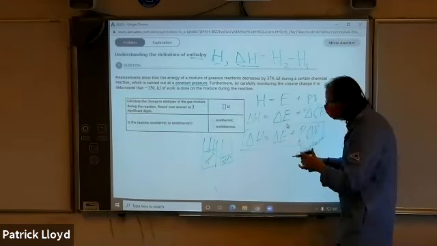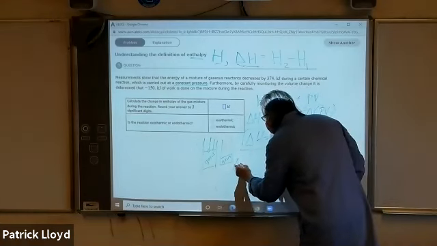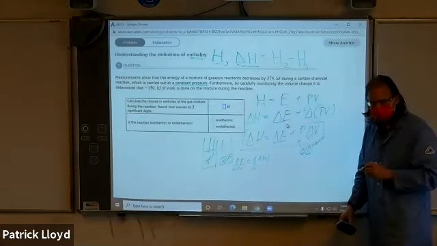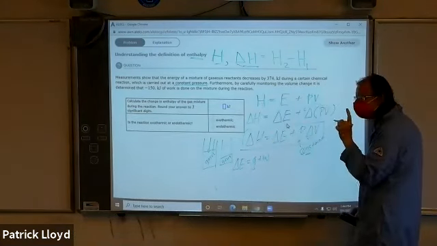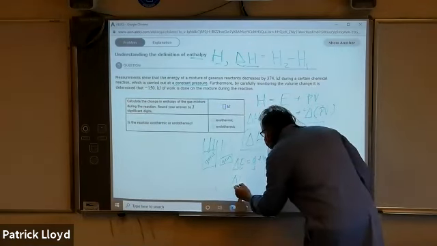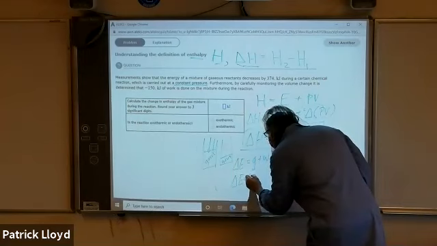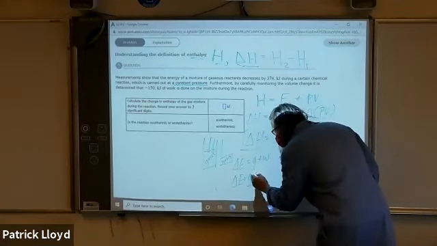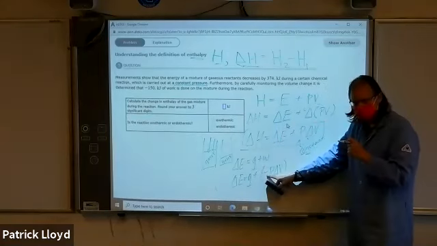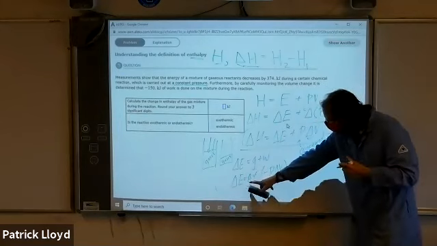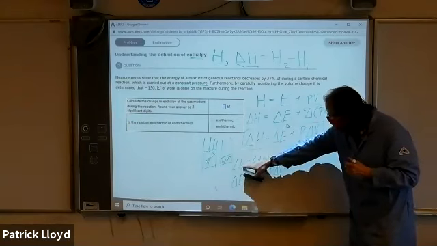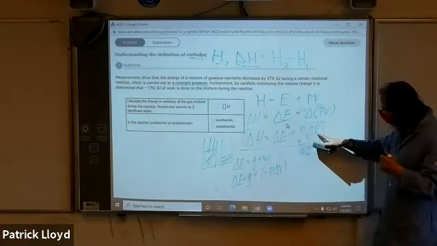Because what we said was delta E is Q plus W. We looked at that earlier. But what was W? W was minus P delta V. So this is actually Q plus minus P delta V. I remember we talked about how I had the minus in there. So if you have Q plus minus P delta V, that's your delta E. But then to get delta H, you have to add P delta V.